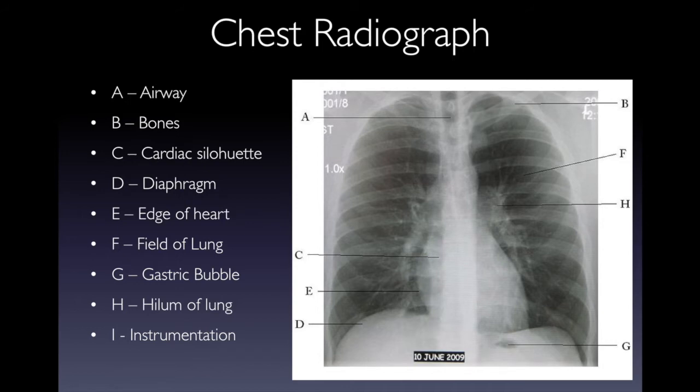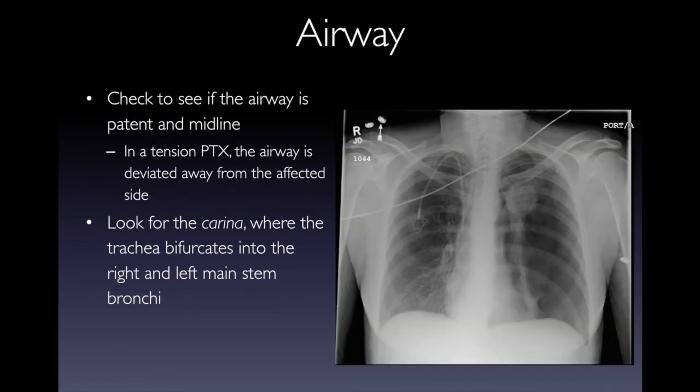First, we'll start with airway. You want to make sure that the airway is patent and midline. Obviously, in a tension pneumothorax, if the airway is deviated away from the affected side, that is extremely concerning. You want to look for the carina, which is where the trachea bifurcates into the right and left main stem. This is important because if a patient is intubated, you want to be roughly 2 centimeters above the carina itself.